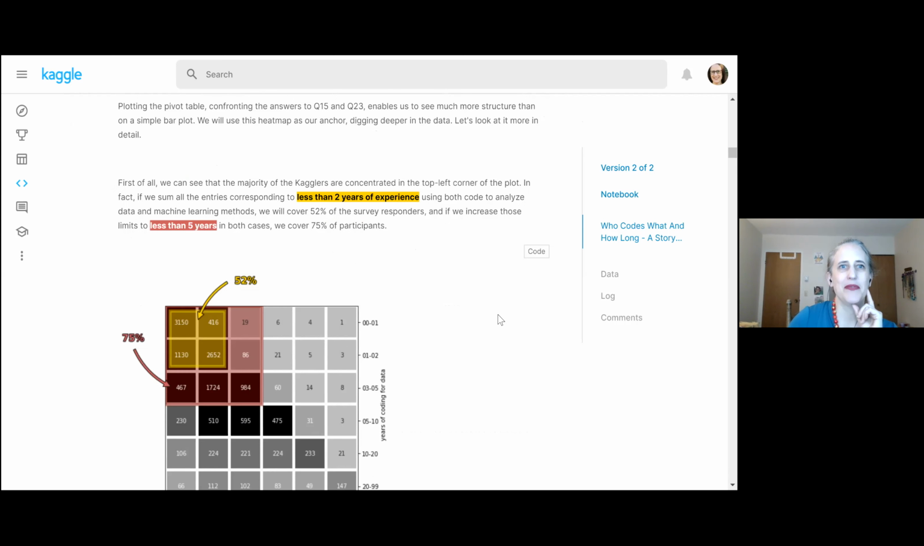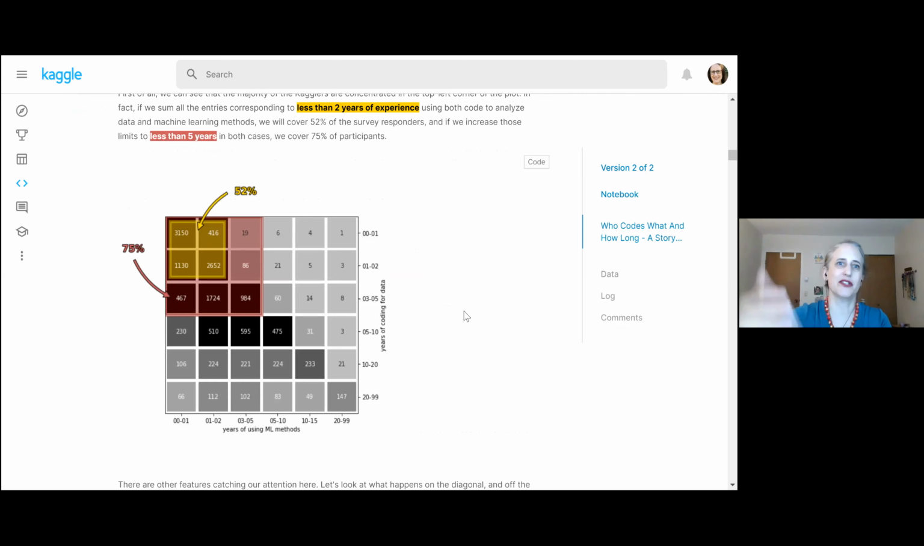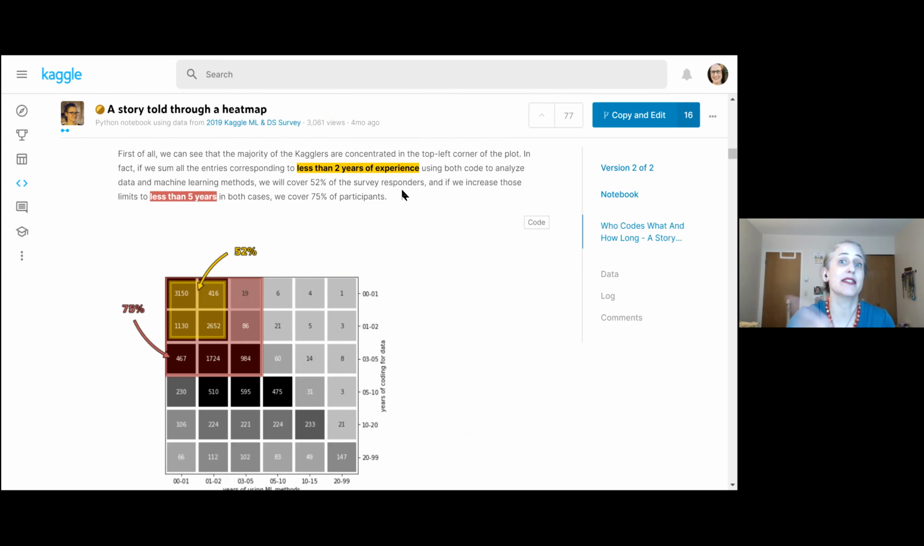All right. So now let's look at this table of how these two questions relate. Over half of the respondents have less than 2 years experience with both, with machine learning and with writing code to analyze codes. And then the bigger frame here, the red frame, is for the 75% who have less than 5 years total.